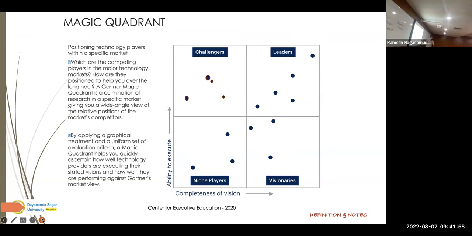So if you get the point, if you invest, where would you invest? Between the two companies, visionary and niche player, if you have $10 million, where would you invest? You would want to invest so that you can move this guy there. This guy says, I know how to go there, but he's struggling.